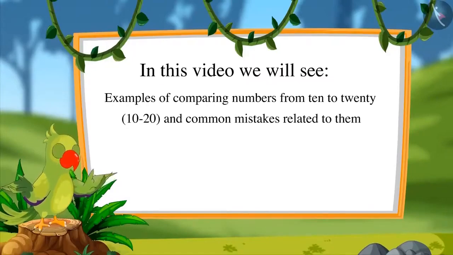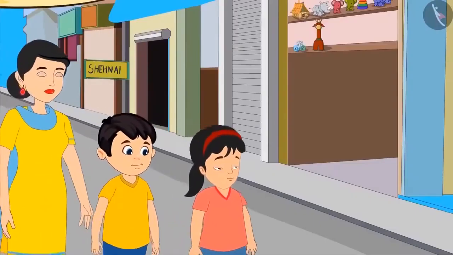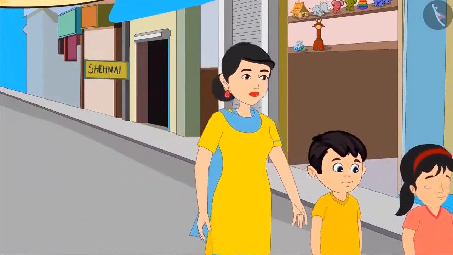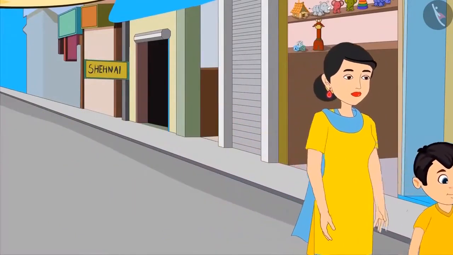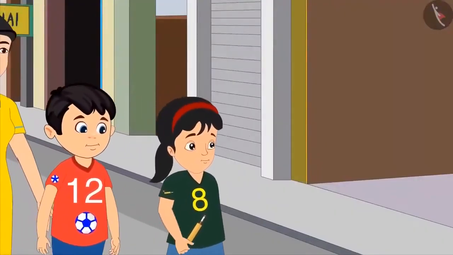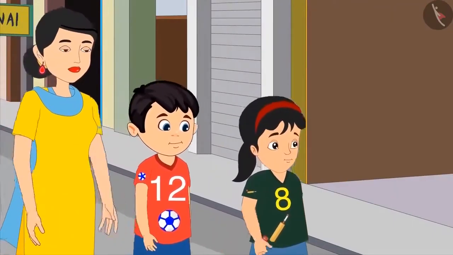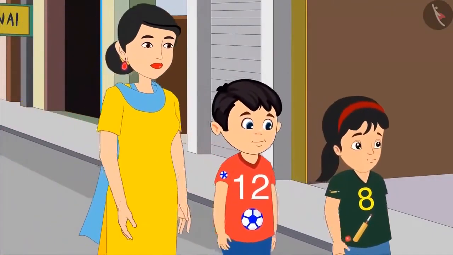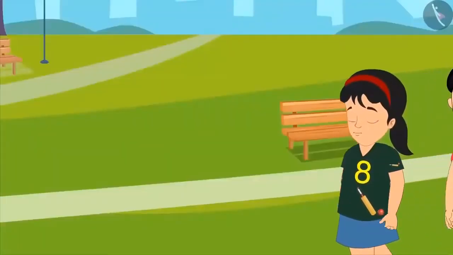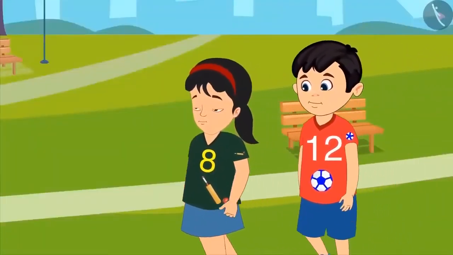Chotu and Pinky went to the market with their mother to buy sports t-shirts resembling their favorite player's t-shirt. Chotu bought a football player's t-shirt and Pinky bought a cricket player's t-shirt. Then both went to the garden to play.